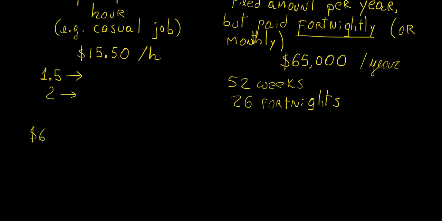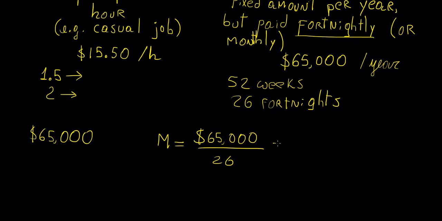So suppose you're making 65 grand, and then you're paid on a fortnightly basis. So that means every 2 weeks. So if we want to find out how much money, so let's call it M, you're making per fortnight, then all you would do is you would grab this amount of money and then you would divide it by 26. So if we put that in our calculators, that comes down as $2,500.